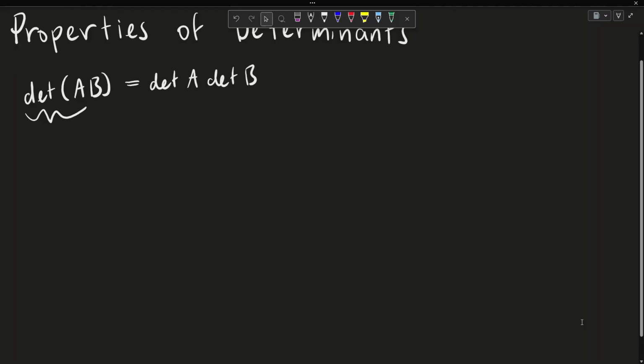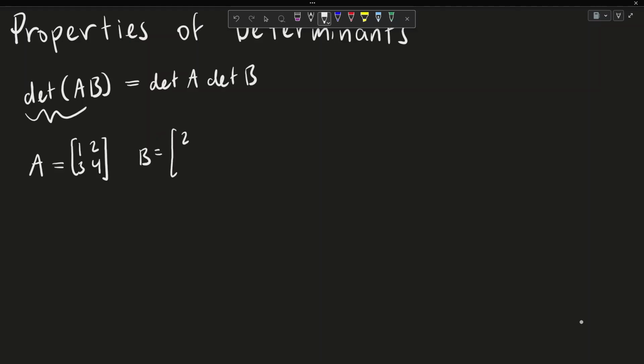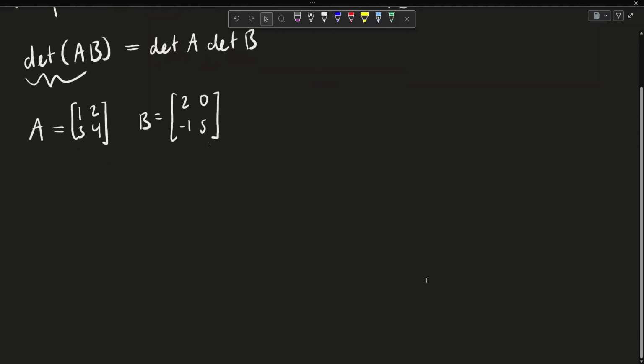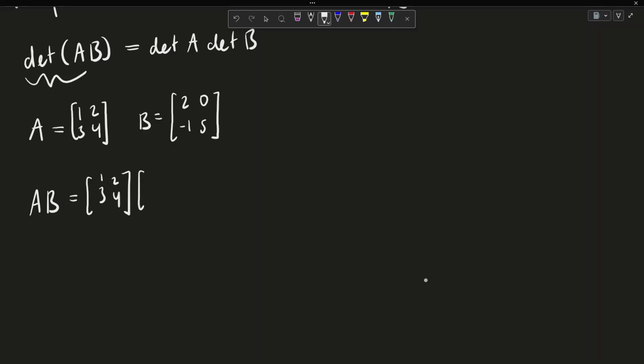So let's show a numerical example of this. Let's say we have a matrix A, which is 2 by 2, and it's 1, 2, 3, 4. And we have a matrix B, which also must be 2 by 2. We'll set its values to 2, 0, -1, and 5. If we find the matrix product of these, we find AB is equal to 1, 3, 2, 4 times 2, -1, 0, 5.